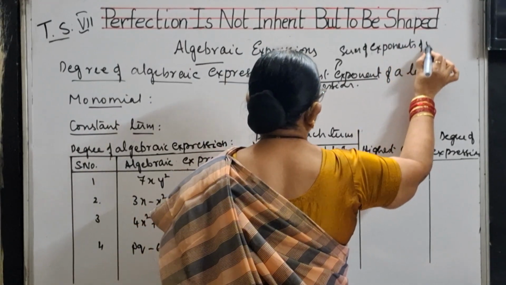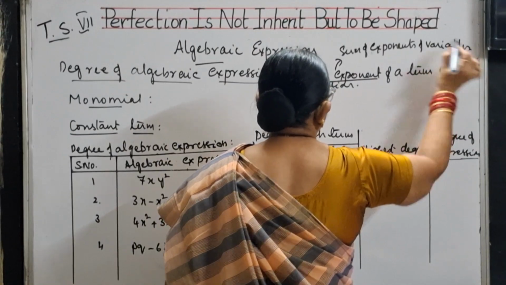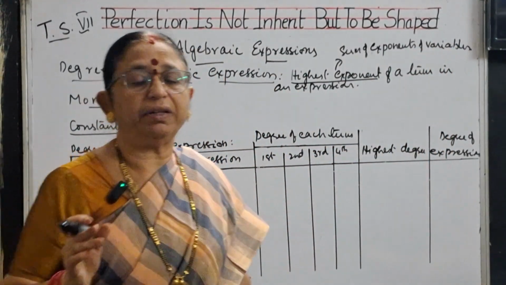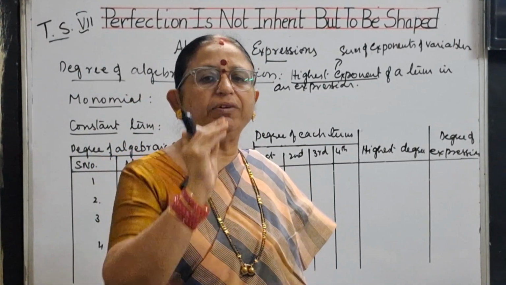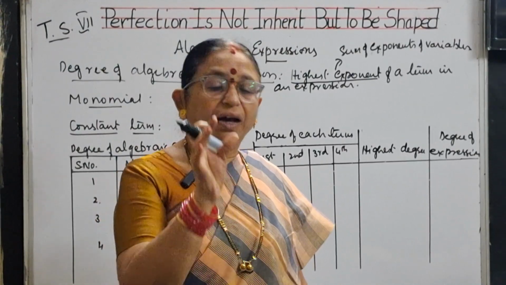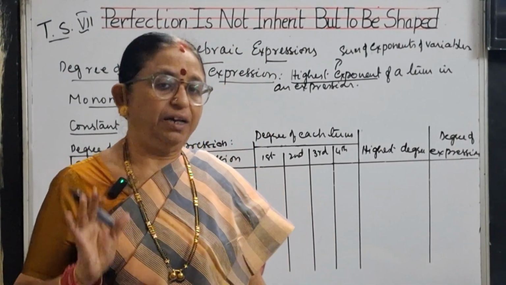Exponents of variables. That means what you have to do, children? What are the variables that are there in each term? For variables, you will be having exponents, powers. You have to add those powers, and that will give you the degree of that particular expression.